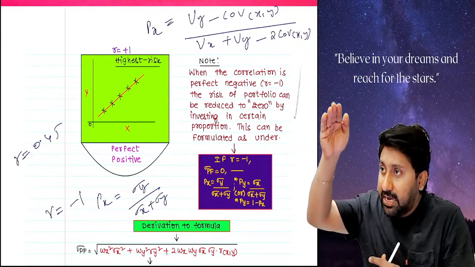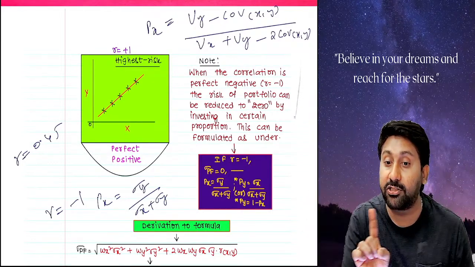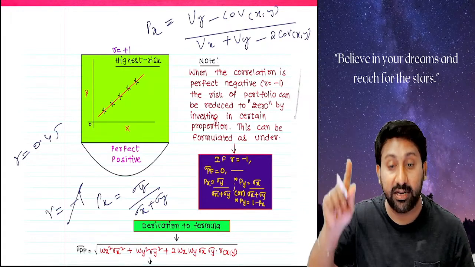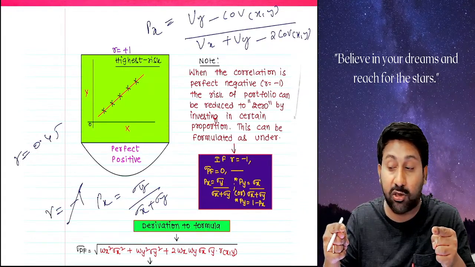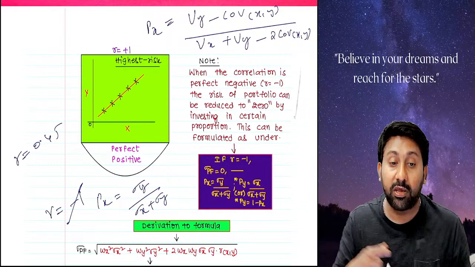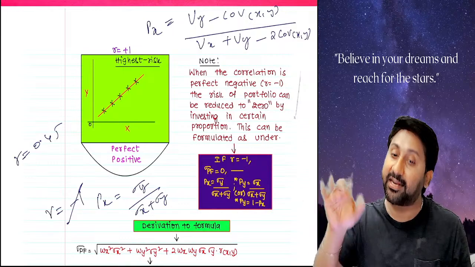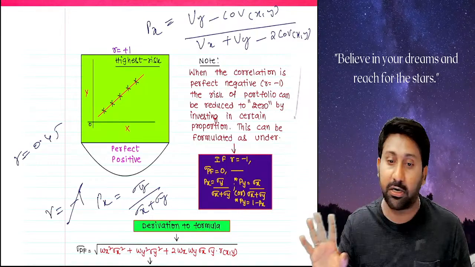That means the minimum to which you can bring the risk. I'm not telling zero level of risk. Zero will be possible only if r is minus 1. If r is minus 1, by investing in the securities in a particular proportion, you can reduce the risk to zero level. When r is other than minus 1 and other than plus 1, you can reduce the risk but not to zero.